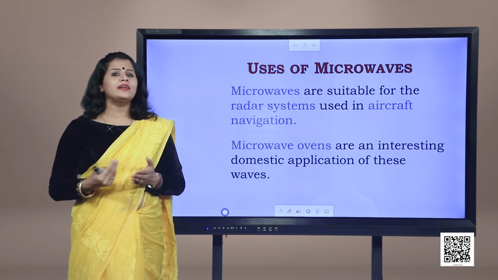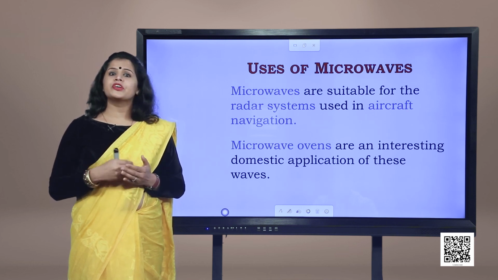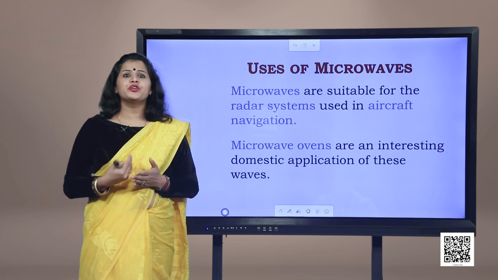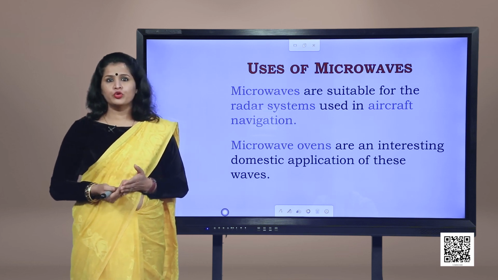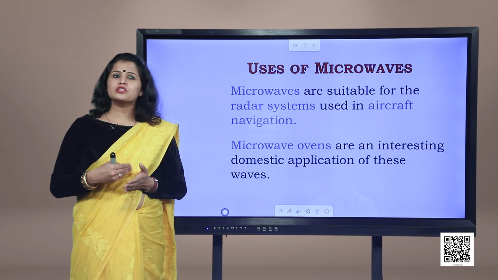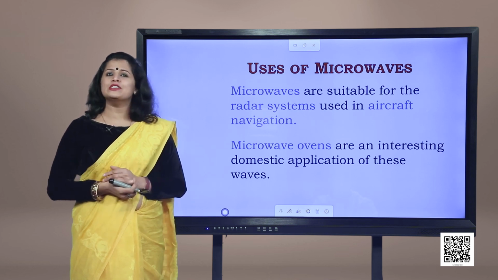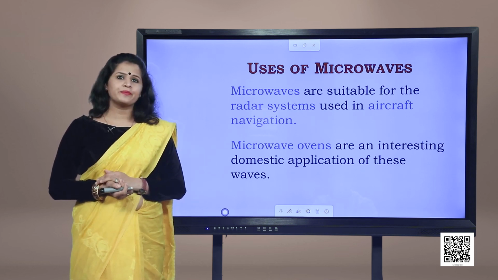Microwaves have a wide range of uses, starting from radar systems to the kitchen, in cooking and heating up of food items. Viewers should look for more uses of these waves in their daily life.